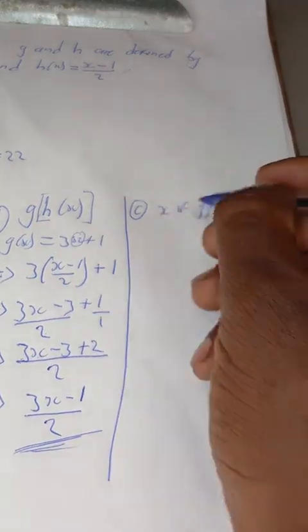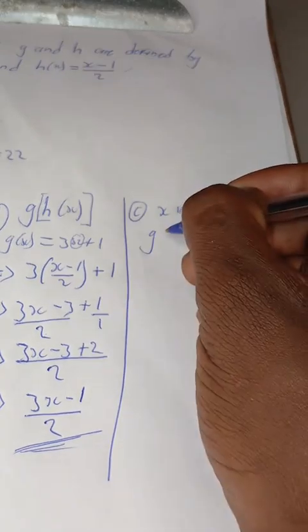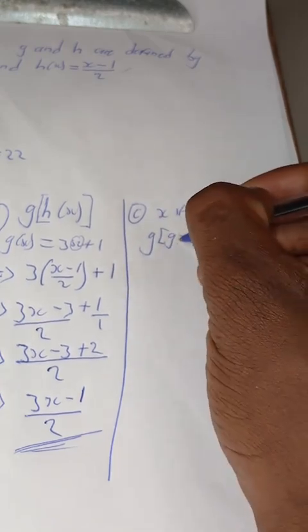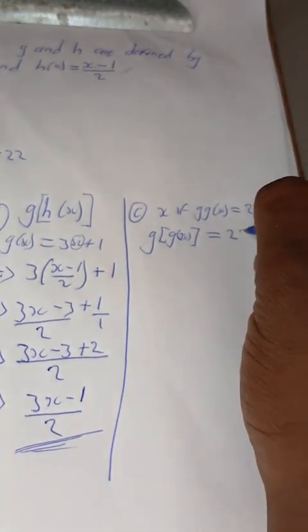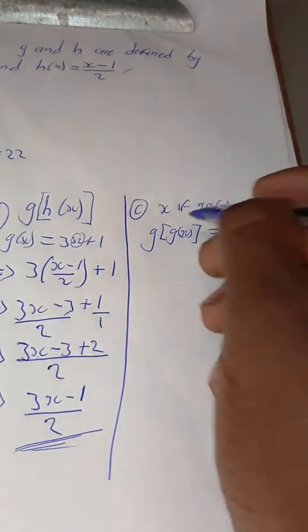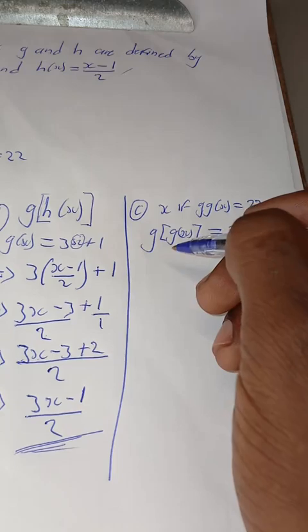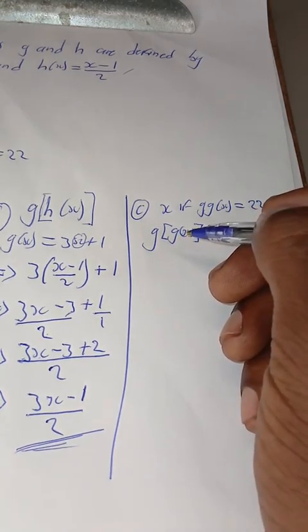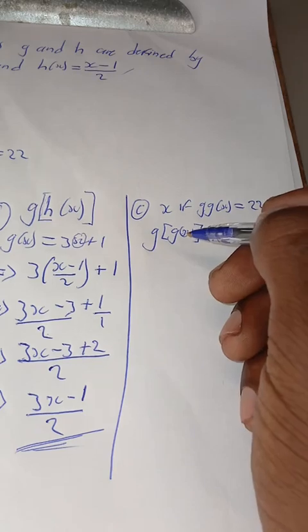All right, so now here what we do is we bring g of g of x, which should be equal to 22. Are you seeing that one? Okay, so now you get this function of g, which is 3x plus 1. But where there is x, you put the whole function again, but the same function, the identical function.